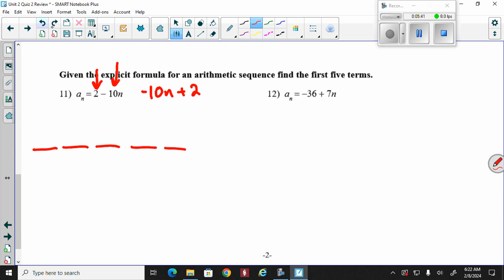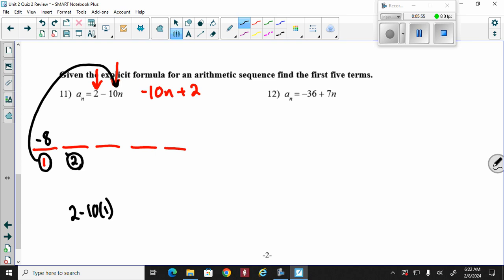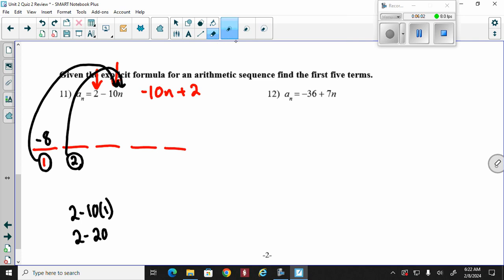That's incorrect. Remember, in order to find the first term, you have to take the little 1 and plug it into n. So that's 2 minus 10 times 1, and you get -8. To find the second term, take the little 2 and plug it in for n. So that is 2 minus, I went ahead and multiplied it, 10 times 2, which gives you -18. The little 3, plug it in.